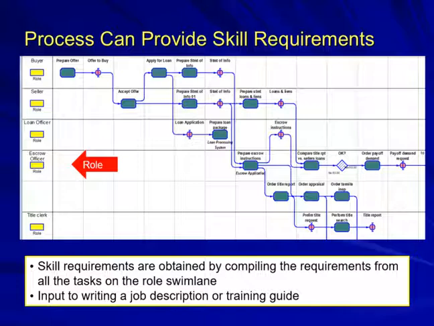One final benefit of the model is that you can obtain skill requirements for each of the roles. In other words, if you want to create a skill requirement or a job requirement for the escrow officer, you would then compile the descriptions for all the tasks that they must do in executing this process. This will become the job description or the skill requirement for that particular role for executing this process.